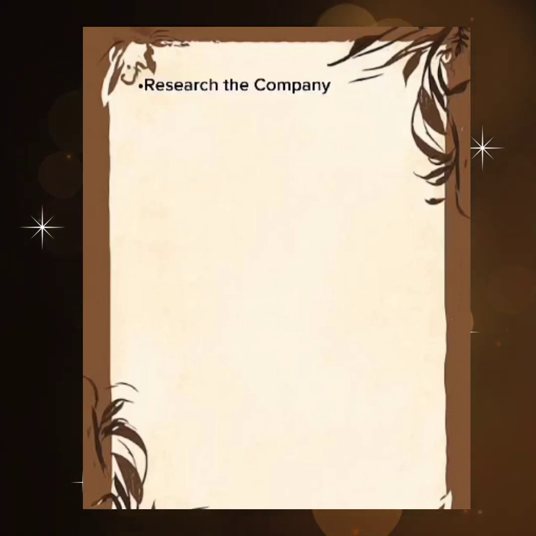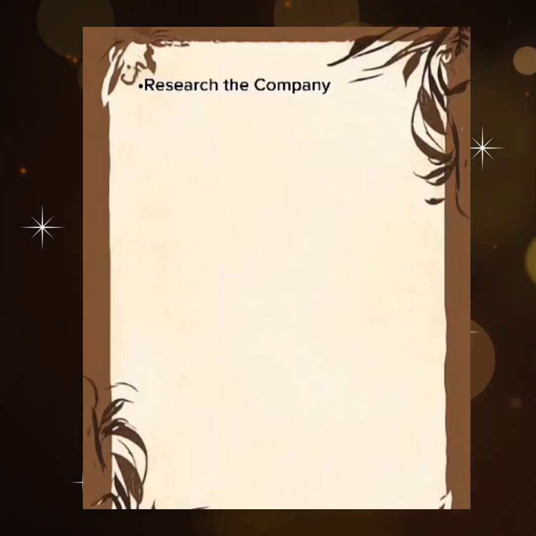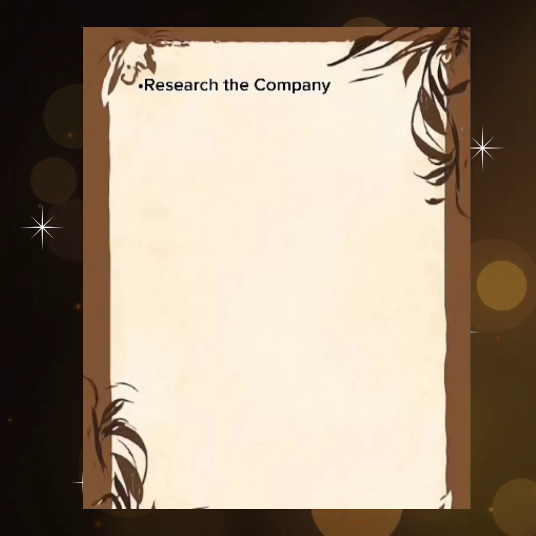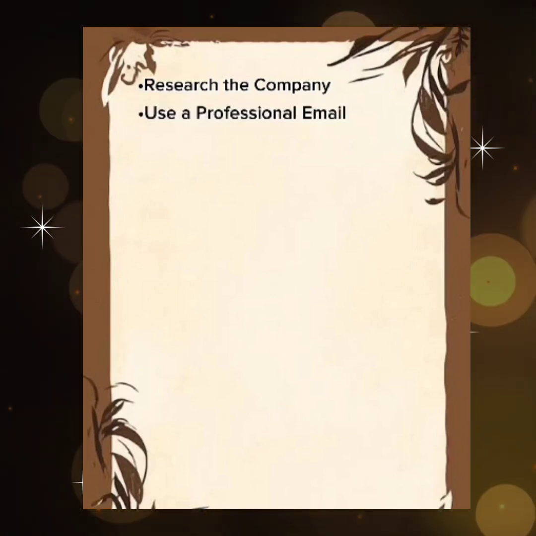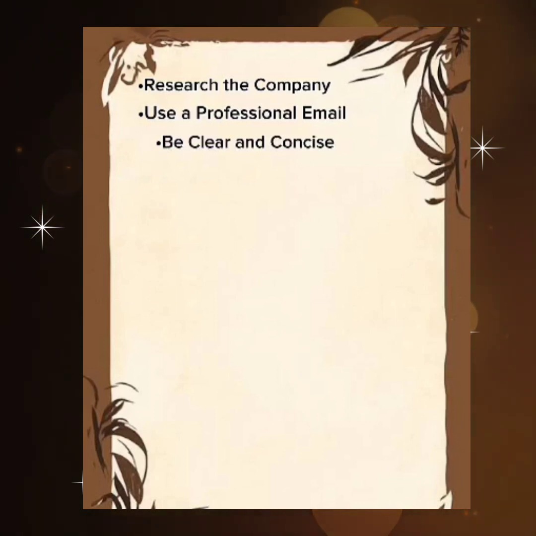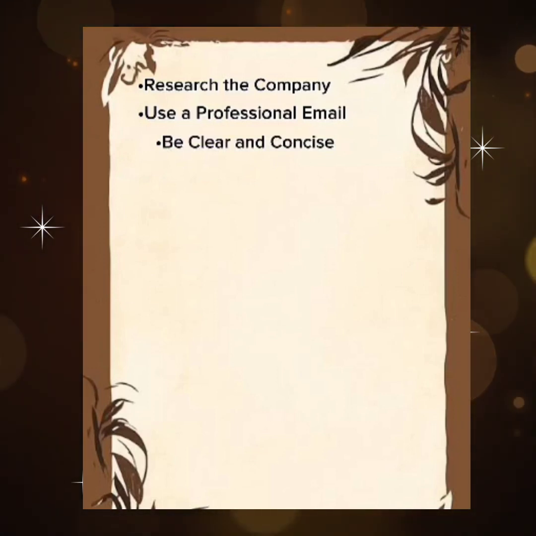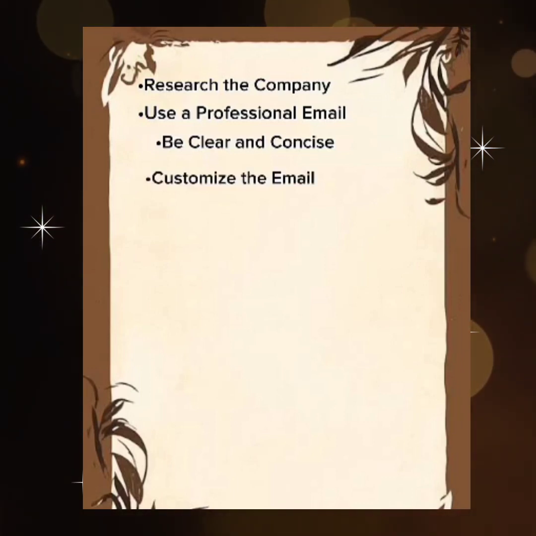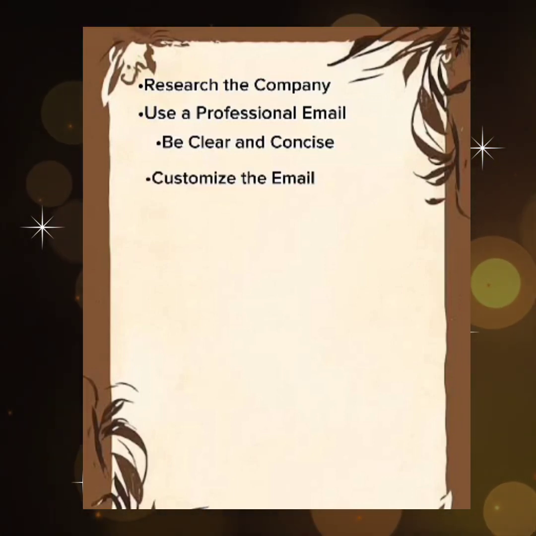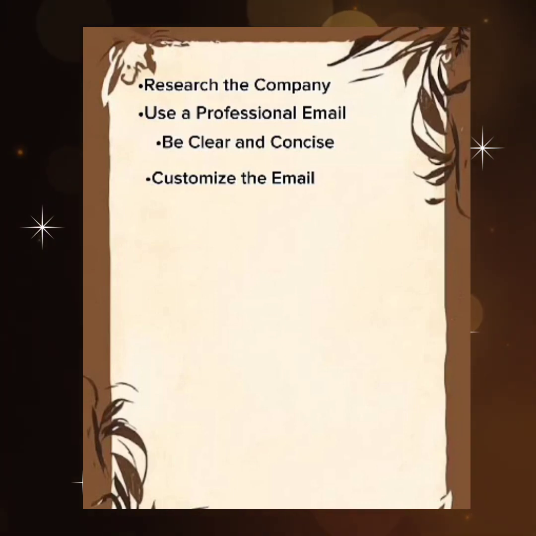So to write a job application letter, you should follow these steps. First, research the company: understand the company's values and culture. Second, use a professional email. Create a professional email address. Next, be clear and concise. Keep your email focused and easy to read. Then, customize the email. Tailor each email to the specific job and company.